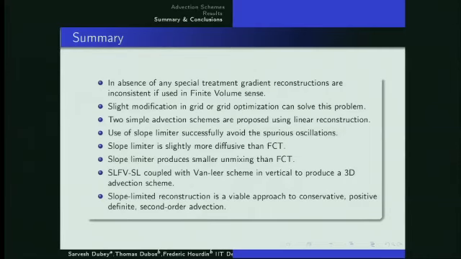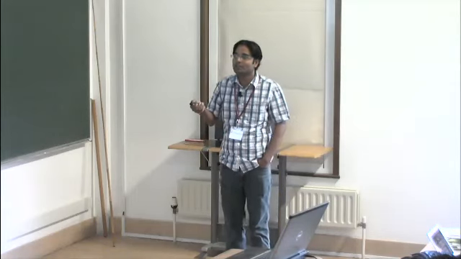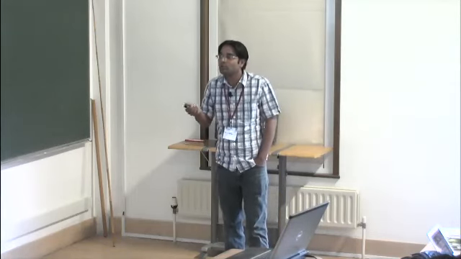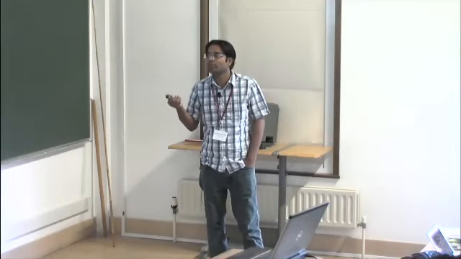We compare the slope limiter with FCT, and we found that the slope limiter is slightly more diffusive, but at the same time it is not producing higher values of non-physical mixing as FCT is doing. And in the last part we use SLFB with slope limitation and the Van Leer scheme in the vertical to develop a 3D advection scheme. So finally we conclude that slope limitation can be used to construct second order partially definite advection schemes. Thank you.